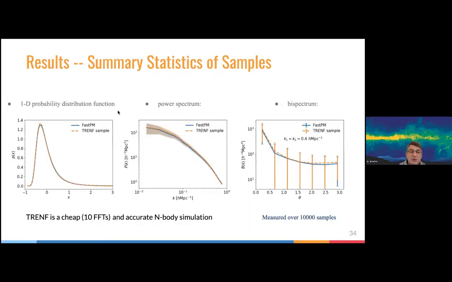The same is true for any statistics we have looked at. The power spectrum is identical. Sorry, this is the power spectrum. The 1-point distribution function is identical. The power spectrum is identical. The 3-point function is identical. So on all the statistics we looked at, we get identical results.